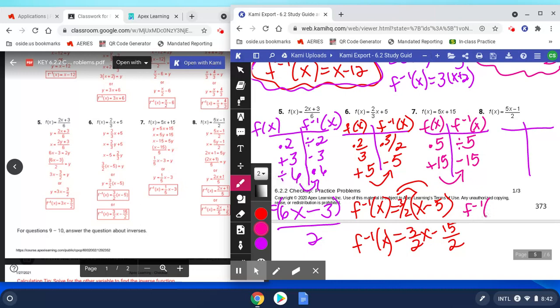f of negative 1 of x equals, start with your base of x. We're going to minus 15 first, and then divide by 5. You can put parentheses or not when it's all in the numerator. It's up to you. Now let's look at the Apex key. The Apex key says 1/5 x minus 3. It's divided the 5 out of everything.